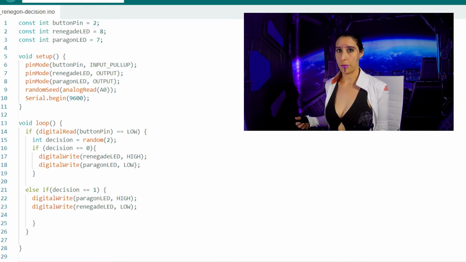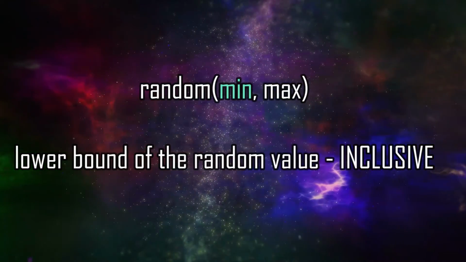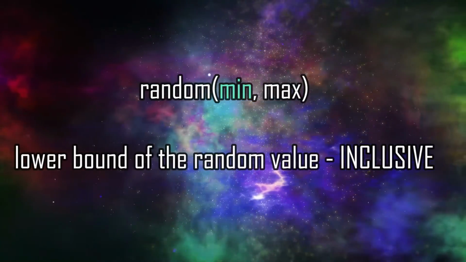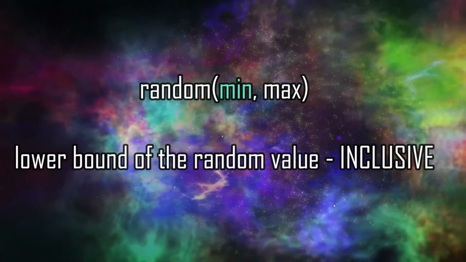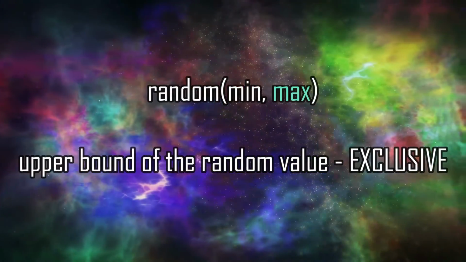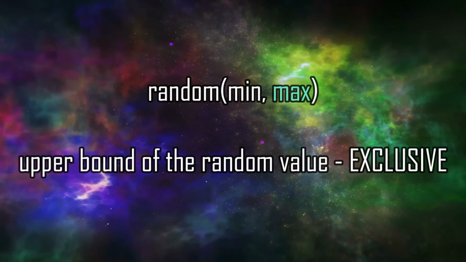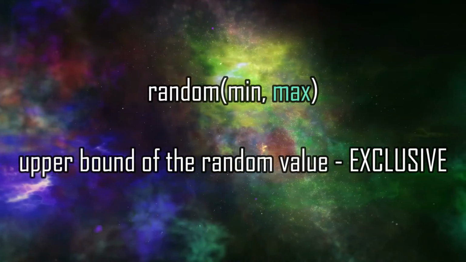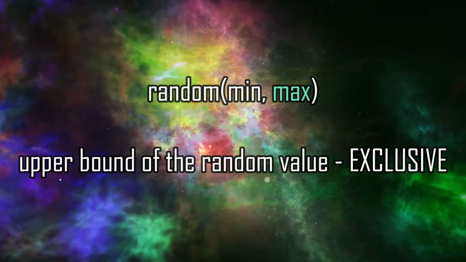Then in the loop, if the button is low, meaning it's pressed, we're setting a variable called decision to the random function. This function takes 1 to 2 arguments, the optional minimum and the maximum. The min parameter is the lower bound of the random value and is inclusive. So if we put 1 for the minimum value would start at 1. The max parameter is the upper bound of the random value and is exclusive. So when we put 2 here, it's only going to give us a value of 0 or 1.